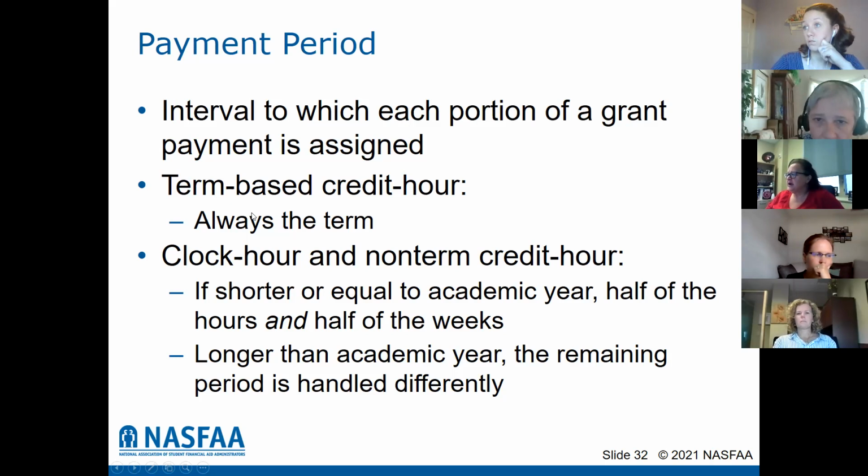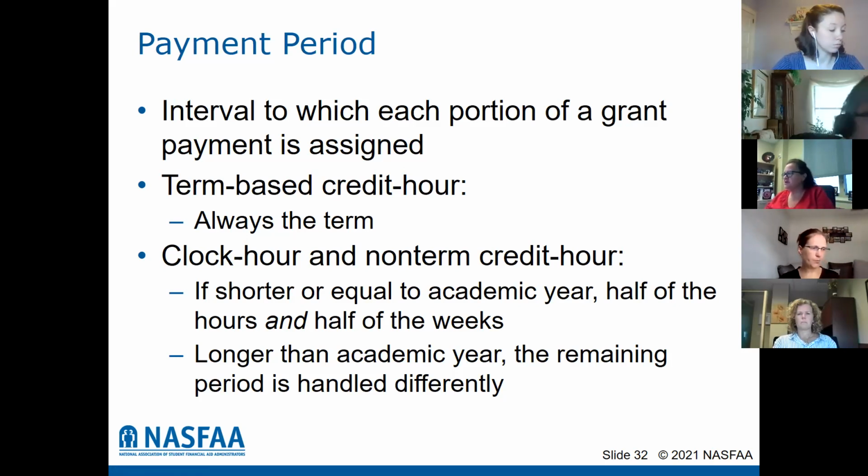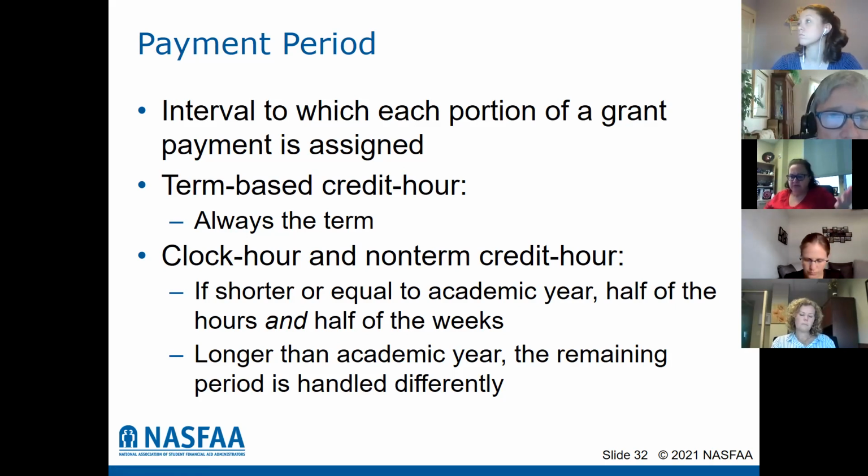In a term-based credit hour, it's always the term. For clock hour and non-term credit hour, if shorter or equal to the academic year, it's half of the hours and half of the weeks. If longer than an academic year, the remaining period is handled differently. Biggest thing to take away from this is just remember that you can't give the full amount up front. You split them up for each semester. So you set up the payment period within your school. And usually in your disbursing aid, you're basically paying everything kind of at the same time. So your payment periods are set up.